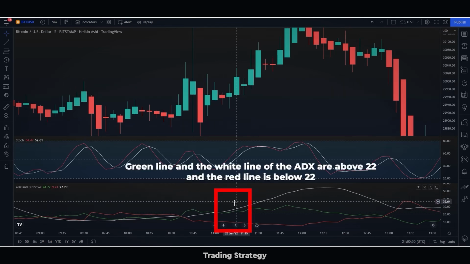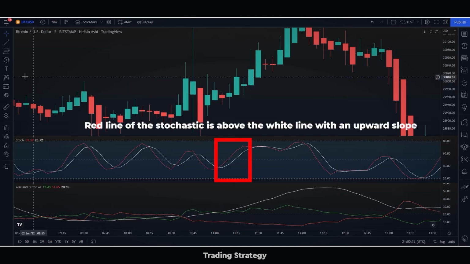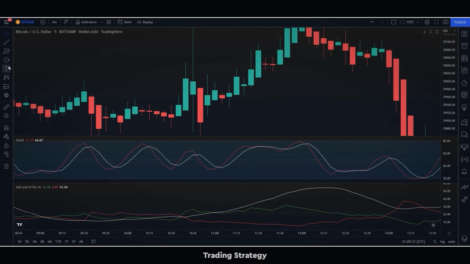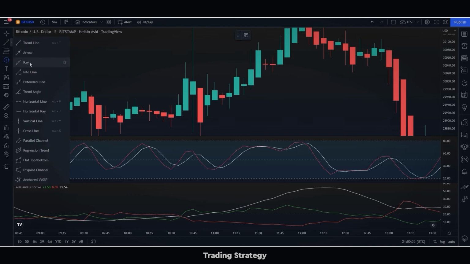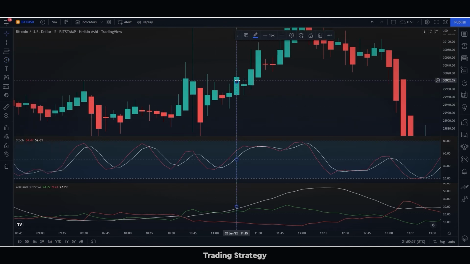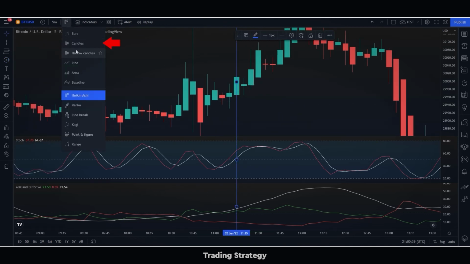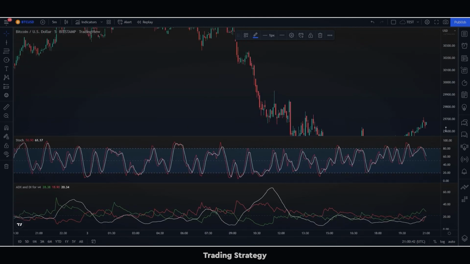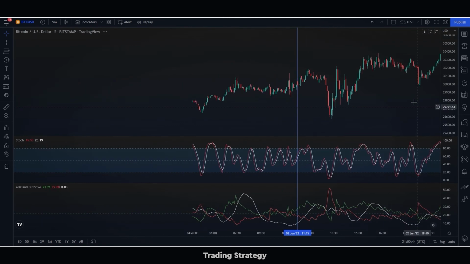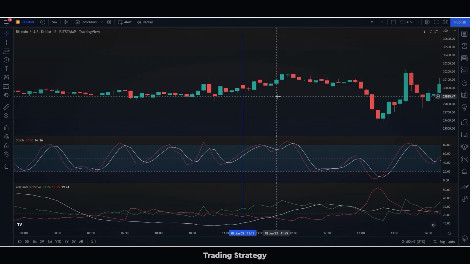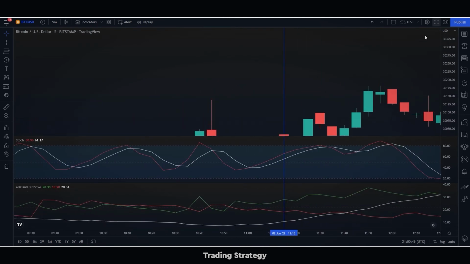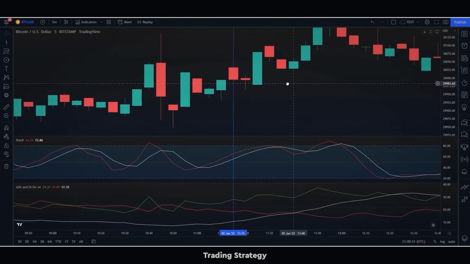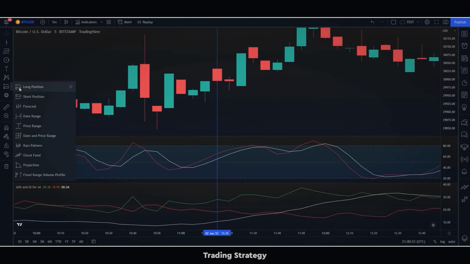If this is true, finally we must look that the red line of the stochastic is above the white line with an upward slope. If all this is fulfilled, we will carry out a buy operation. But first, we will change the type of chart again to the normal candlesticks, since being in the Heikin Ashi candlestick chart could confuse us. We will place our stop loss below the last low and our take profit at the support and resistance zones, as long as we have a risk-benefit ratio of at least 1 to 1.